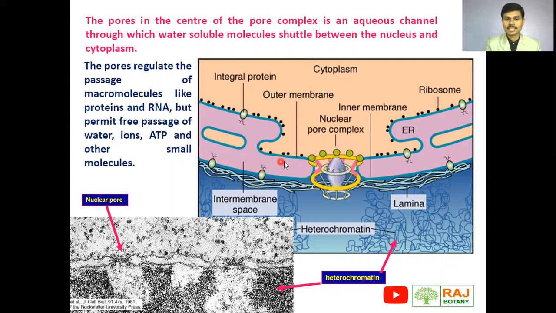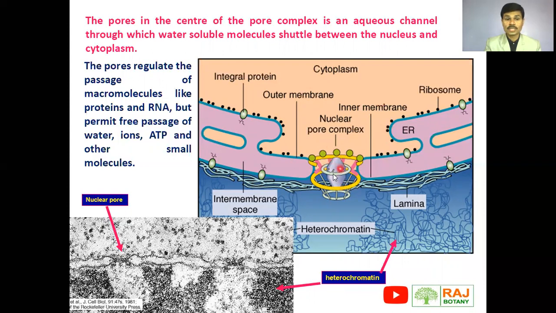Here we can see the nuclear pore complex. This is the intermembrane space, or perinuclear space, and inner to the inner nuclear membrane there is the presence of the nuclear lamina, which gives support to the chromatin material. And this is the outer nuclear membrane, which is facing toward the cell cytoplasm, and on this outer nuclear membrane we can see that ribosomes are present.